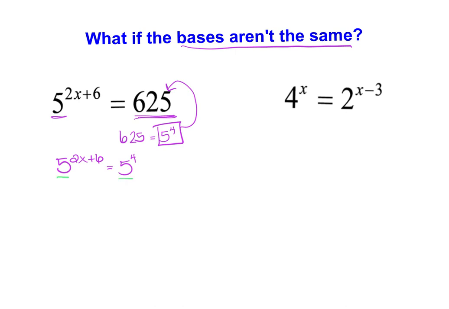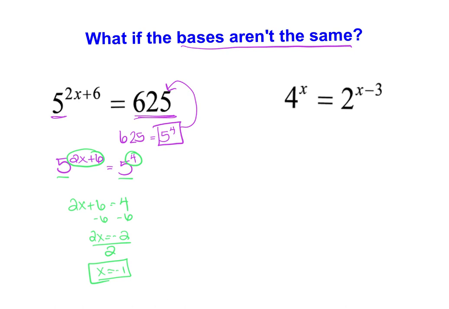And if I have bases that are the same, I can take the two exponents and set them equal to each other. And then from here, all I need to do is solve. So I subtract 6 from each side to end up with 2x is equal to negative 2. Divide both sides by 2, and we have x is equal to negative 1. So now the idea: if we don't have common bases, we're going to try to create common bases.